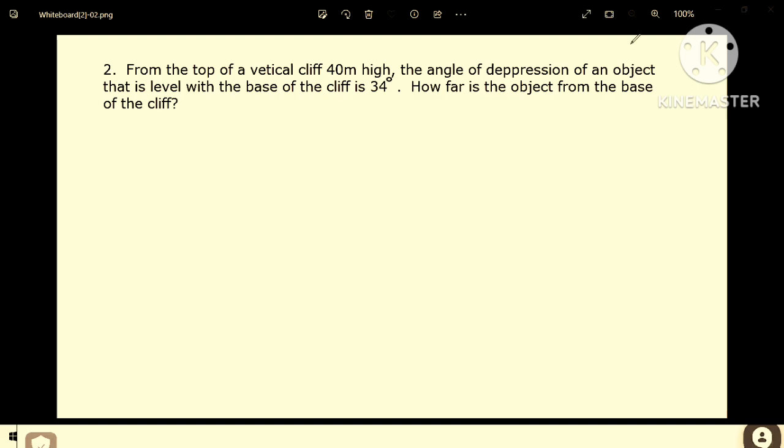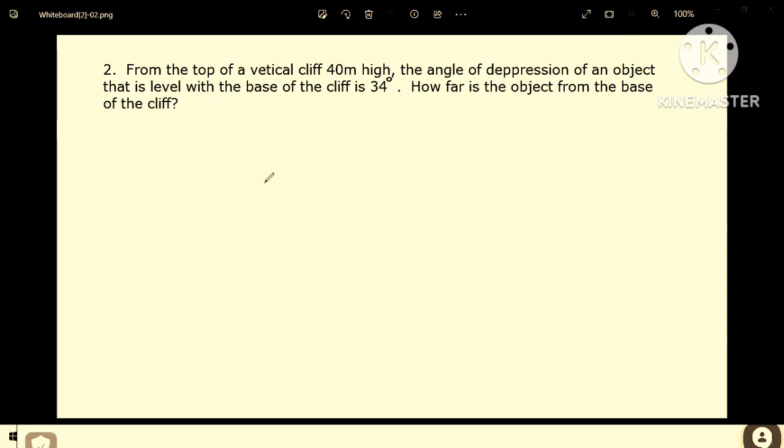Okay, let's proceed with number 2. From the top of a vertical cliff, 40 meters high, the angle of depression of an object that is level with the base of the cliff is 34 degrees. How far is the object from the base of the cliff?